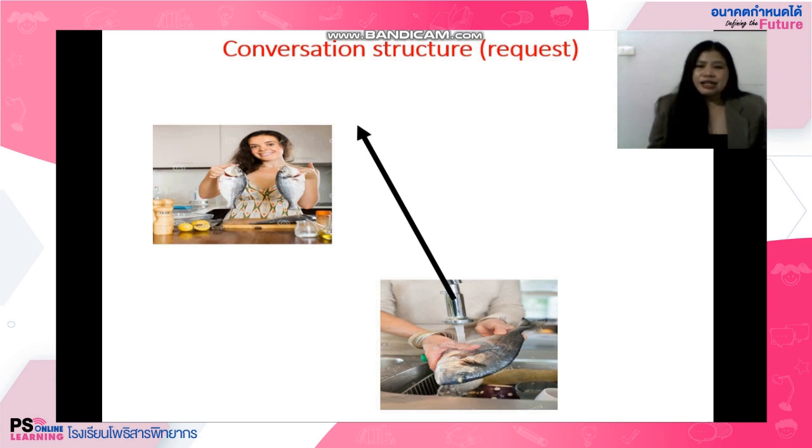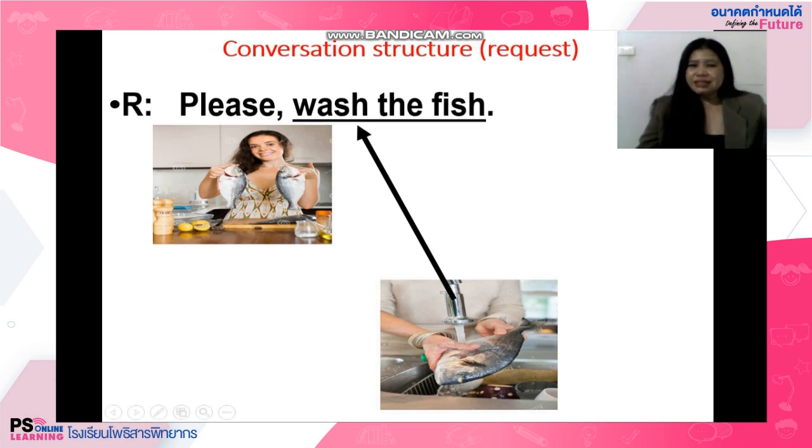When you are telling your mom or your friends or your family member to do something, you always have to use please. So let's do that. Please, and then the action: wash the fish. Why is there an arrow? For you to know what action to request, you have to look at the second photo. And then the food is here on the first.